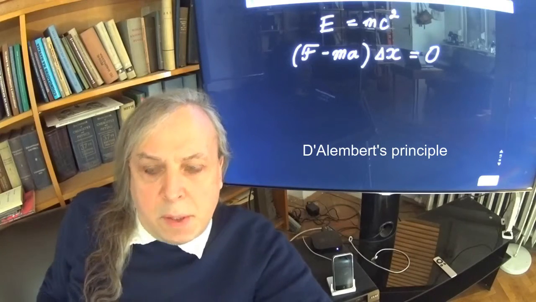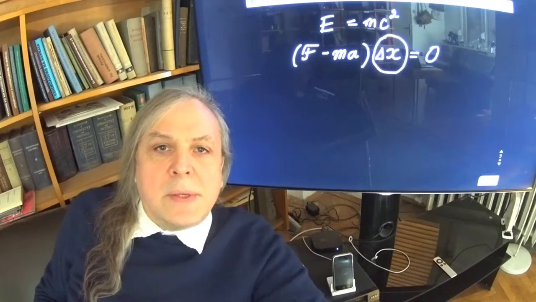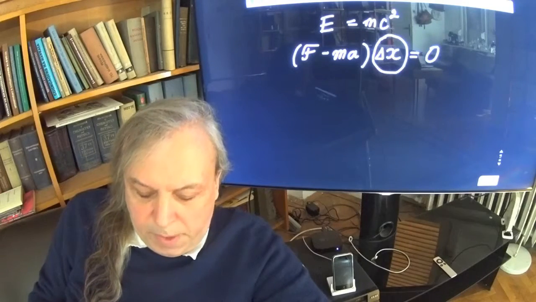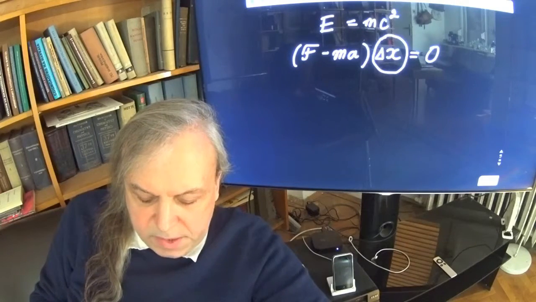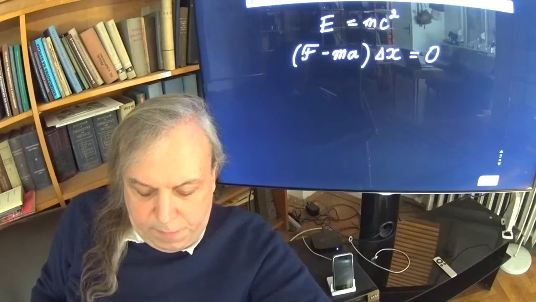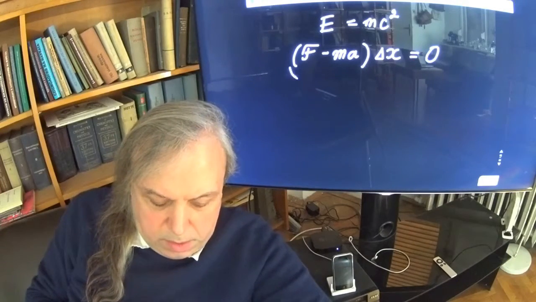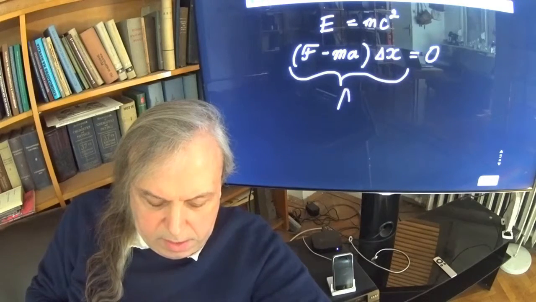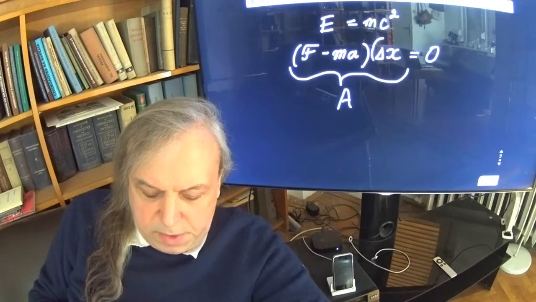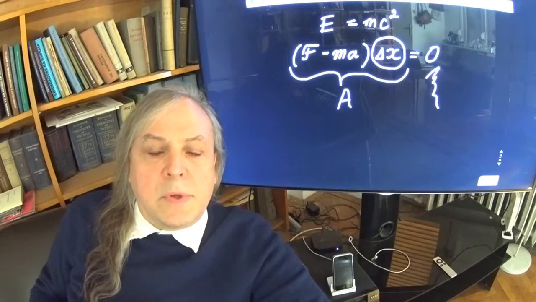is non-physical if this delta x is a real non-zero displacement in space. It is non-physical if delta x is non-zero, because if we write the principle in this way, this means that the work A to transport a body across a non-zero distance is 0, which is impossible.